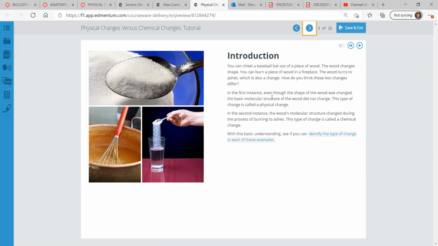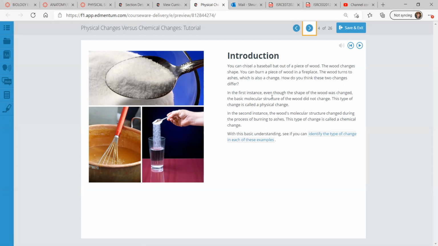All right, you can chisel a baseball bat out of a piece of wood. The wood changes shape. You can burn a piece of wood in a fireplace. The wood turns to ash, which is also a change. How do you think those two changes differ? Well, for the first instance, you're changing the shape of wood, and the basic molecular structure of the wood hasn't changed at all. The wood stays the same, you're just shaping it differently. That is called a physical change.